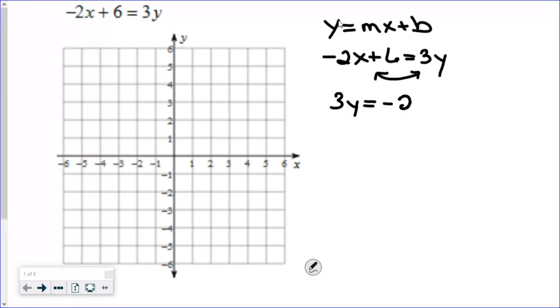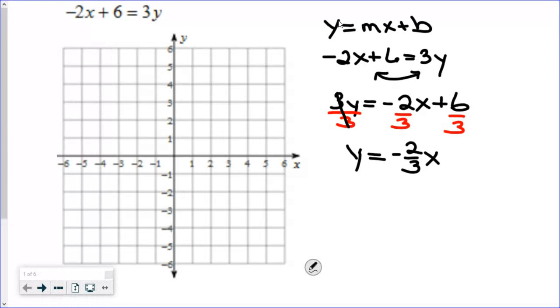I'm not going to change the order of the left or the right. I'm just going to flip-flop them. And then all I need to do is divide. And don't forget to divide each individual piece. Okay? And that gives you negative 2/3 x. And remember, the slope is just negative 2/3, not the x, and plus 2. So my y-intercept is 2, and my slope is negative 2/3.